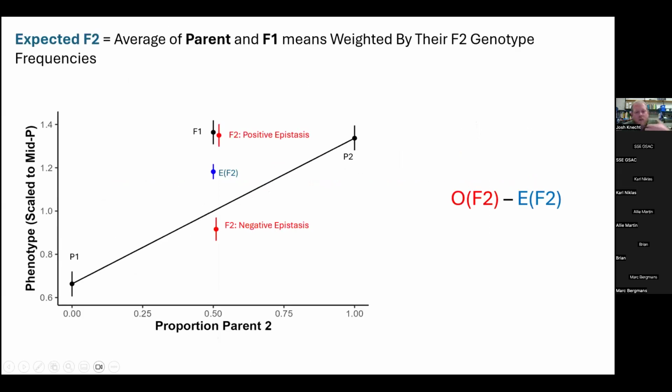So if we look at this, we can compare our observed F2 with our expected F2 to test whether or not there's epistasis. So the next bunch of graphs are going to look similar to this, so I'll just go through this real quick. On the x-axis, we have the proportion of parent 2, which will be longiflorus in this case. And then on the y-axis will be the phenotypes.